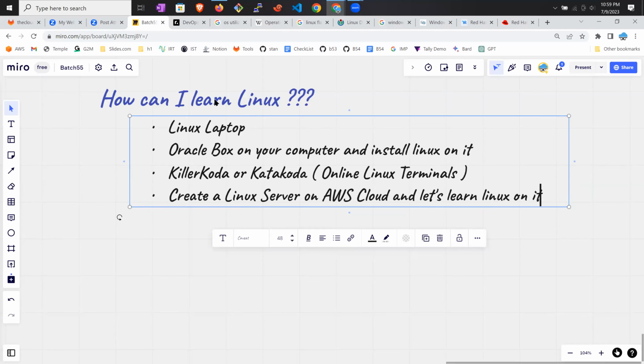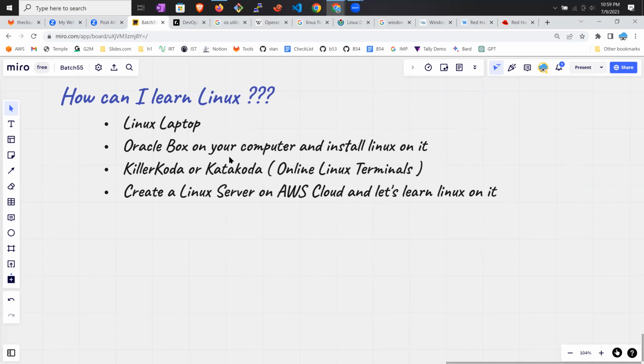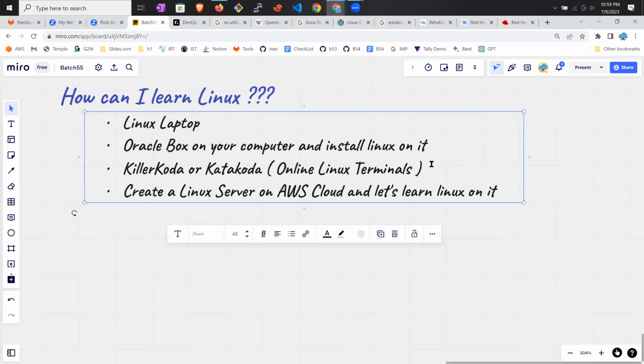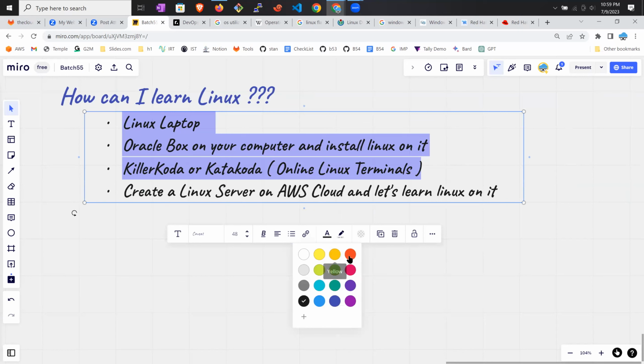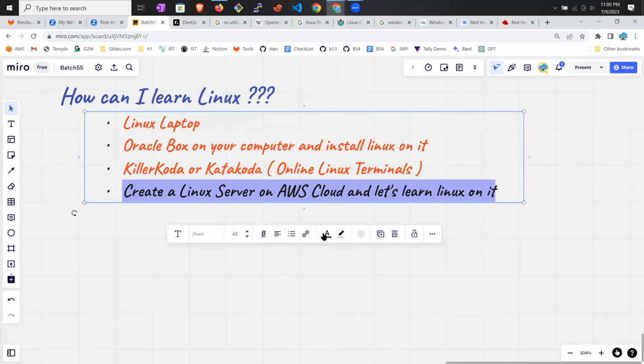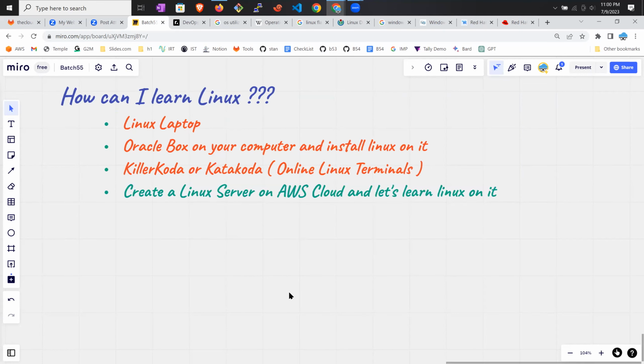So among all, which one is a feasible option? If you ask me, I don't want to use any of these three options. Instead, I want to go with this option, creating a server on top of AWS cloud, and we are going to learn Linux on top of it. But I don't have an AWS cloud, and do I need to pay AWS if I use any Linux server? Definitely no.